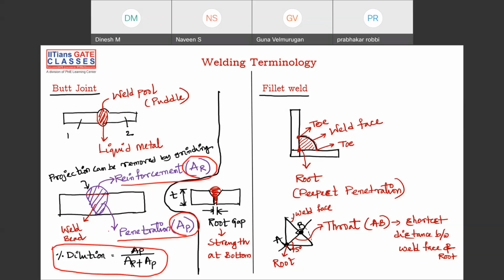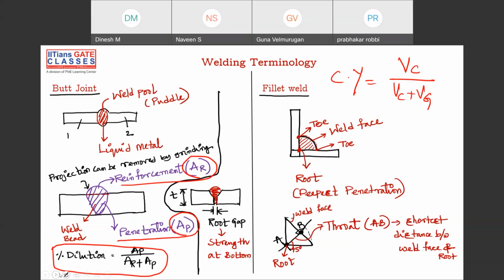Like casting yield. Have you seen casting yield? What is casting yield? Anyone? It is a ratio of what? Remember? Volume of casting divided by volume of casting plus volume of gating elements, isn't it? Please go back and revise. This is what casting yield is.